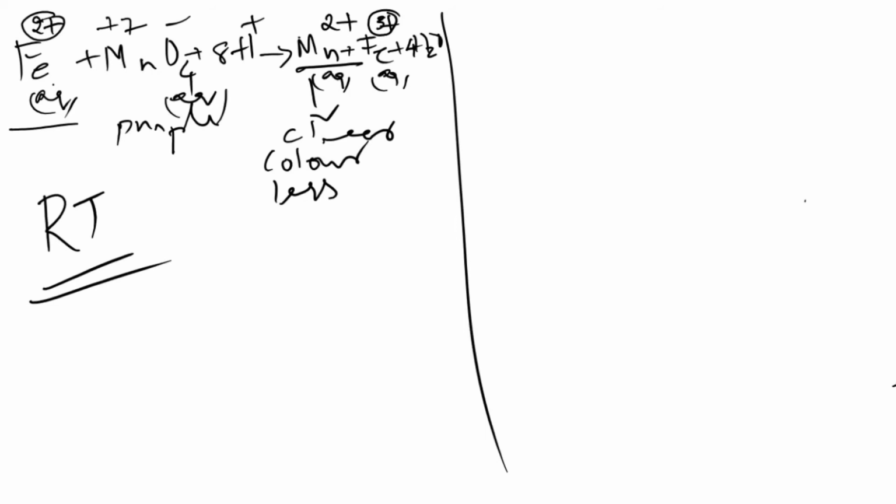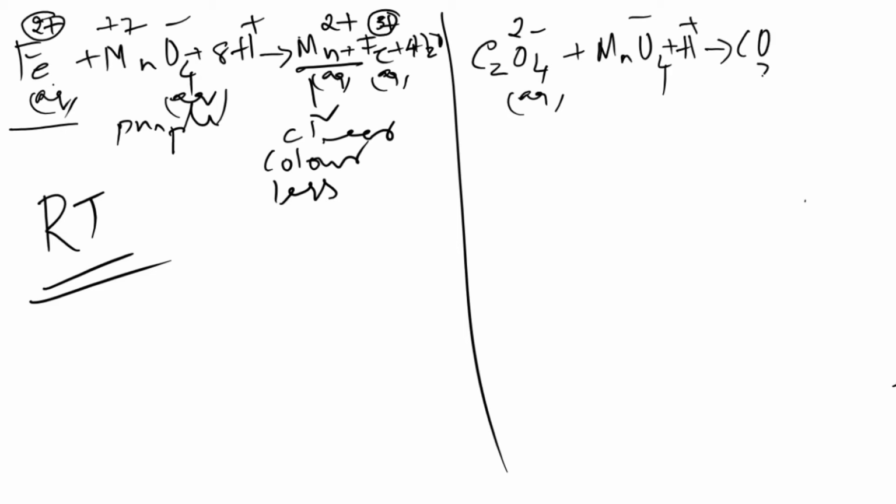But on the other hand, if I use C2O4 2-, we talked about this again (aq), and we allow it to react with MnO4- plus H+, giving you CO2 gas plus Mn2+ plus H2O. It's not balanced. So again, you're getting Mn2+ here and Mn2+ here. So the pink colored substance will lose its color. Now this is what happens.